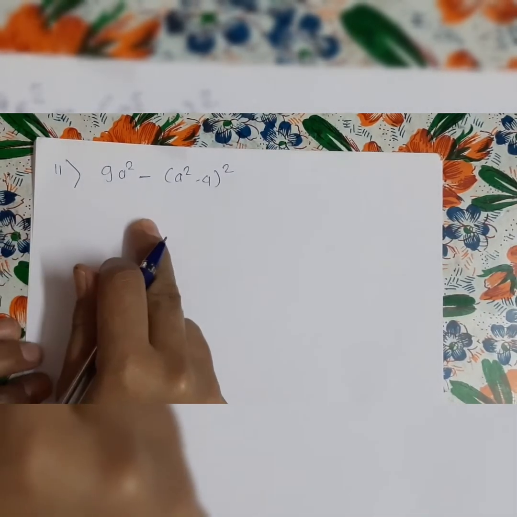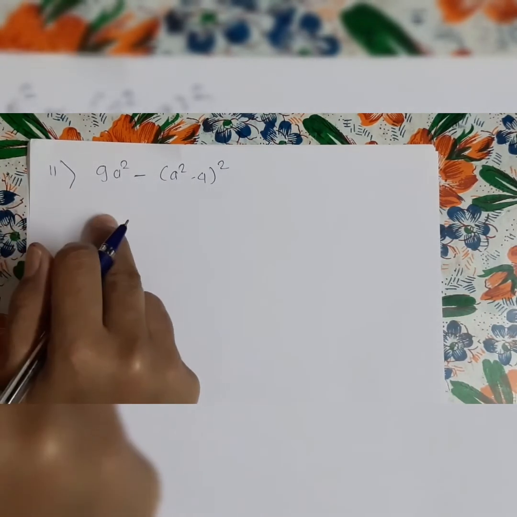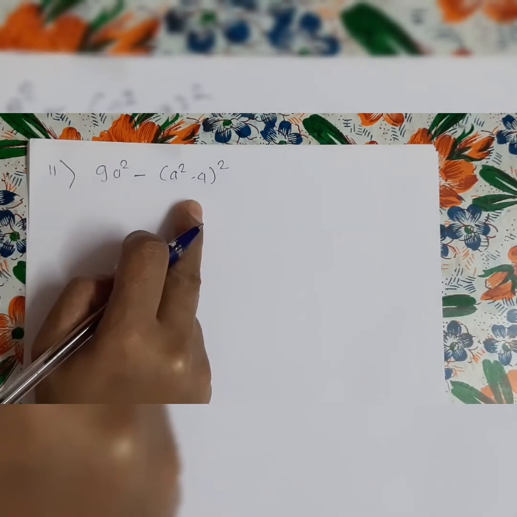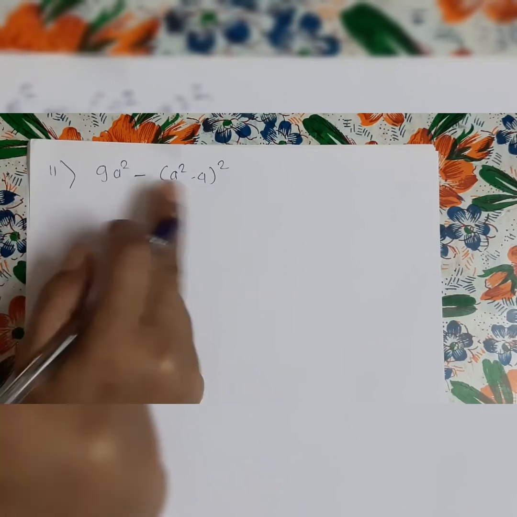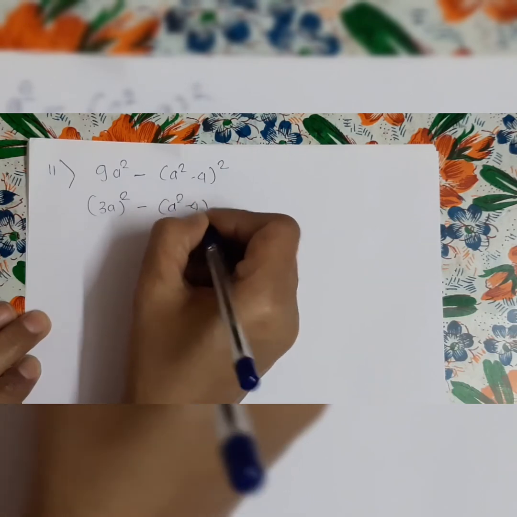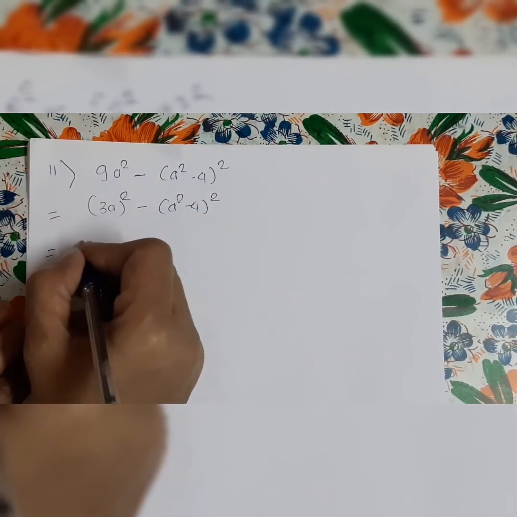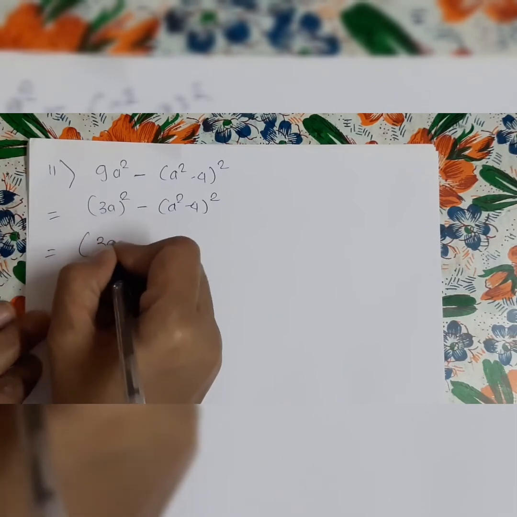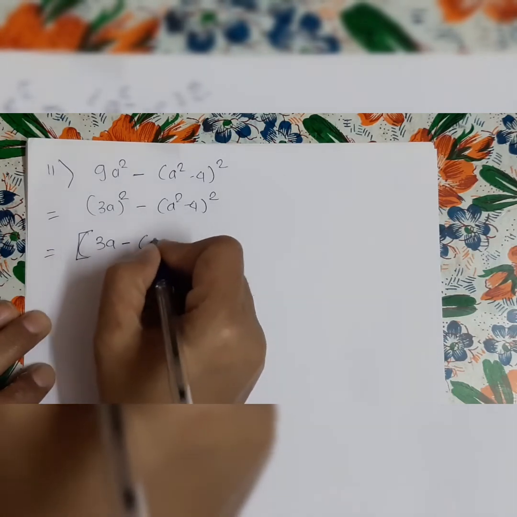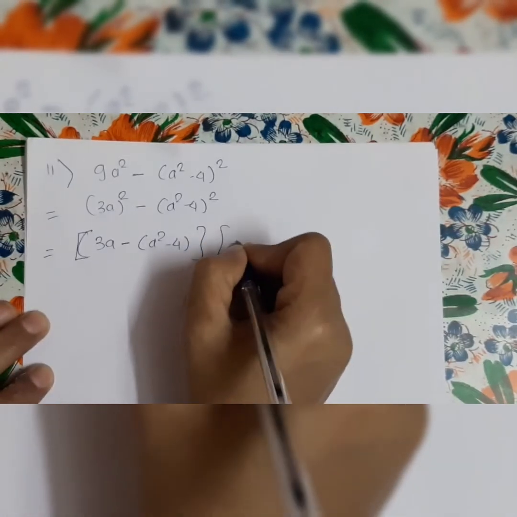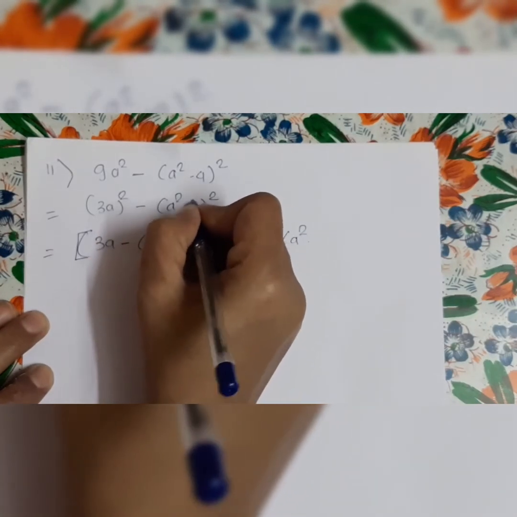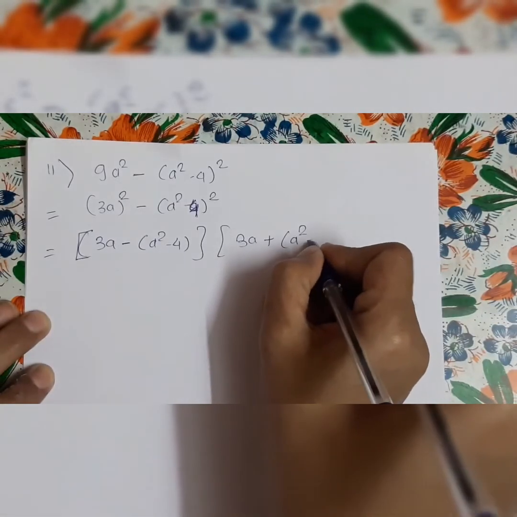We'll solve it once again, as while writing the factors, the minus and plus signs were not written there. So because of that we'll solve this example once again. It is 3a whole square minus a square minus 4 whole square. So I'll write x plus y into x minus y. It is 3a minus (a square minus 4) and 3a plus (a square minus 4).